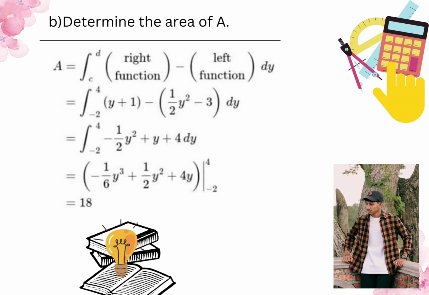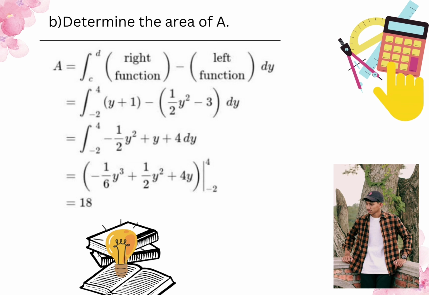Question B is to determine the area of A. For this question, we use the simple formula to get the answer. The formula is A equal to the integral of (right function) minus (left function) dy. In this case, we don't have one function that is always on the left and the other on the right. So the equation of the line needs to be in the form x equal to f(y). But that is easy enough to do.